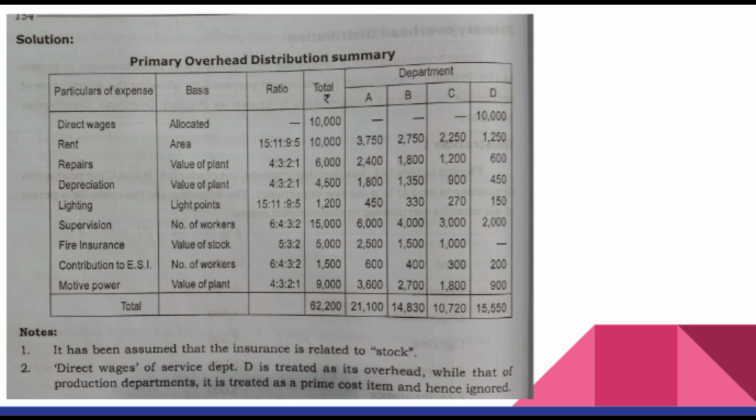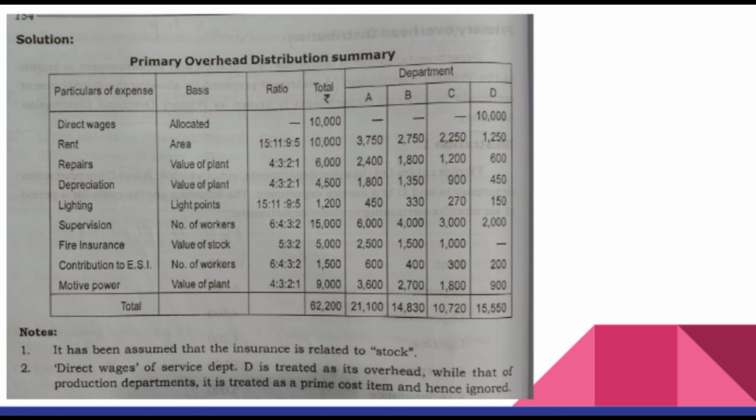Our last item, motive power, 9,000 is the total value. These 9,000 is to be divided among department A like 9,000 into 4 divided by 10, and 10 is the total of 4 plus 3 plus 2 plus 1. Then next department, department B, 9,000 into 3 divided by 10. Next department C, 9,000 into 2 divided by 10. And last, service department D, 9,000 into 1 divided by 10.